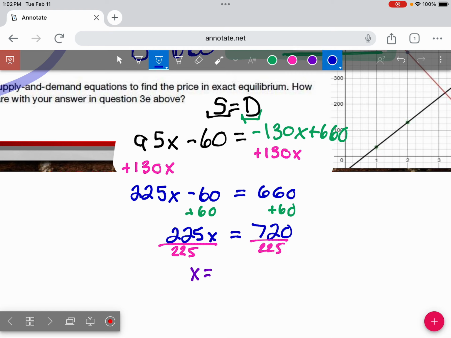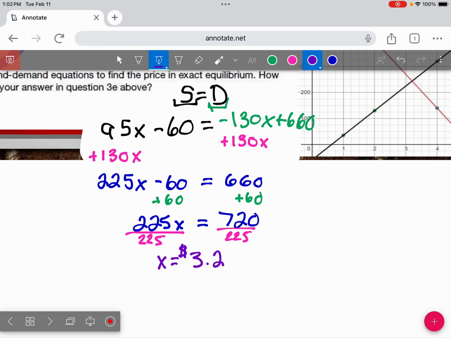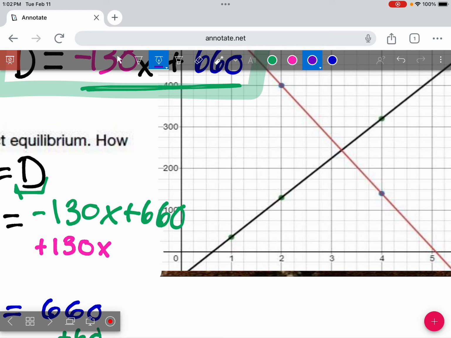What do we get as our answer? What's our x equal? 3.2. What did our x stand for again in this problem? Price. So this is what price? It's where supply and demand meet. It's $3 and about 20 cents. Is right about where supply and demand meet, which is right about here. That looks really close. I said probably close to 325 yesterday. Looks pretty close to right on.